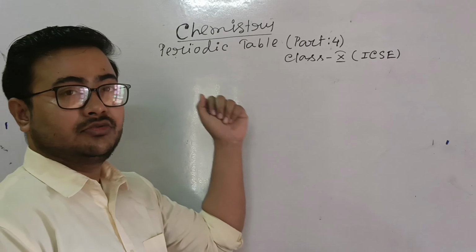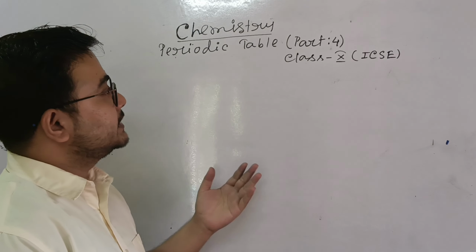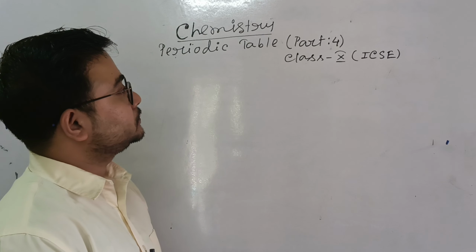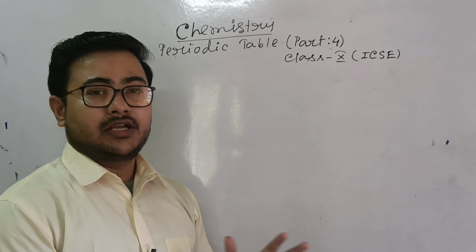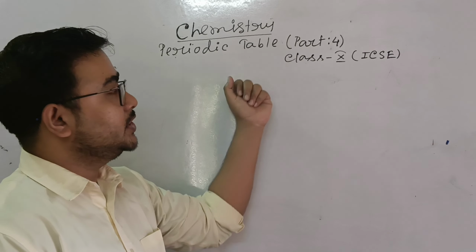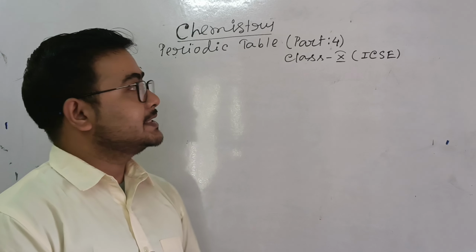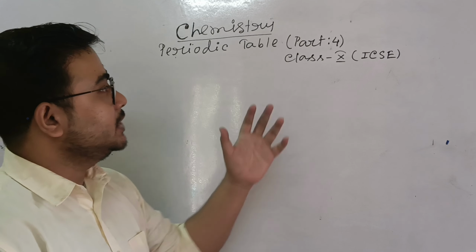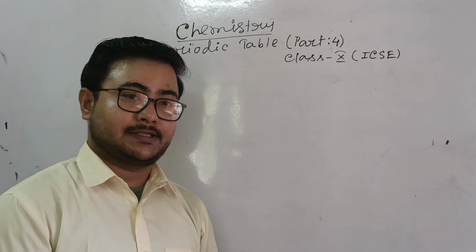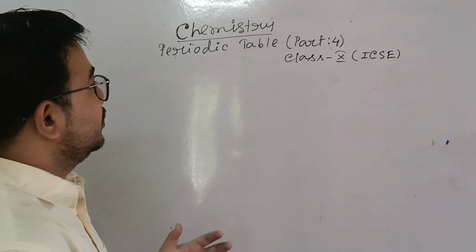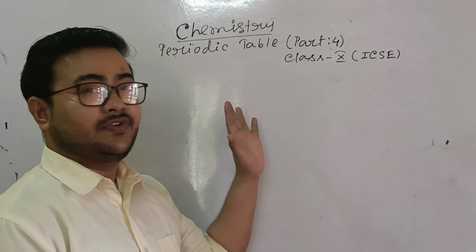In part 1 we already discussed all the laws related to the periodic table. In the second part we discussed periodicity, shell, that is orbit, and various other topics. In part 3 we discussed atomic radius and ionization potential. In part 4 we will expand the concept of atomic radius. Let's get started. All of you try to prepare your own notes based on this lecture.